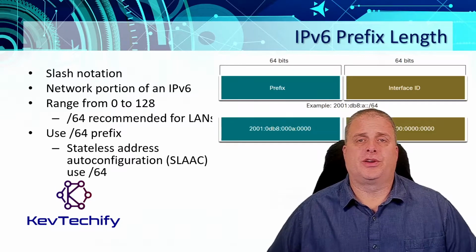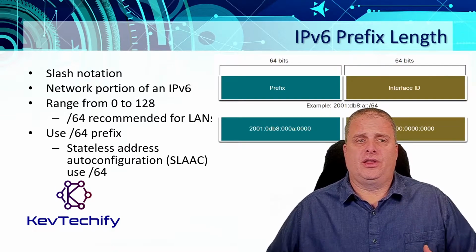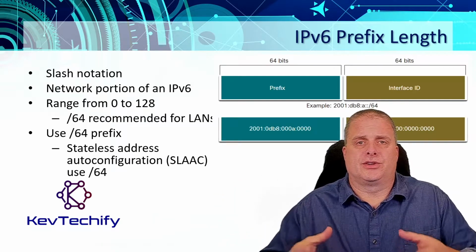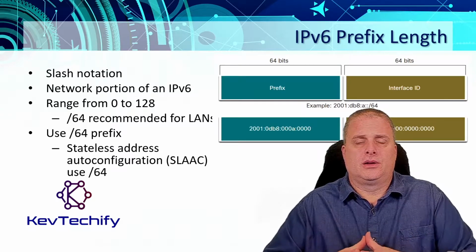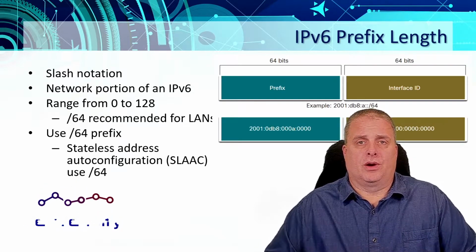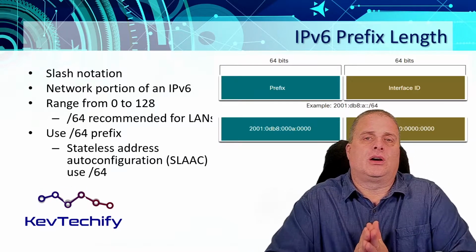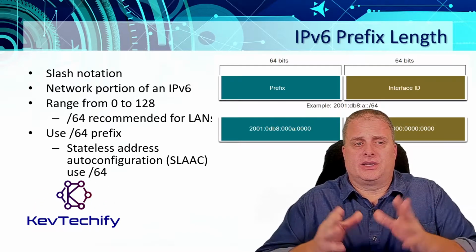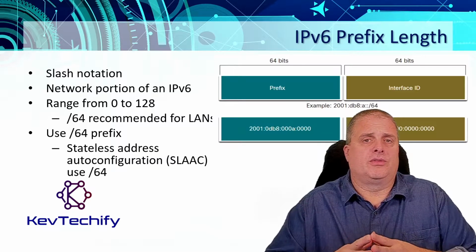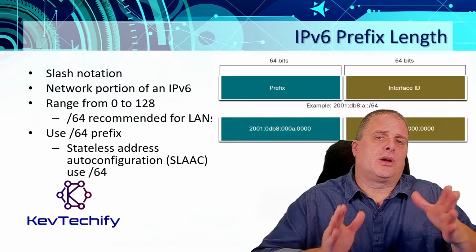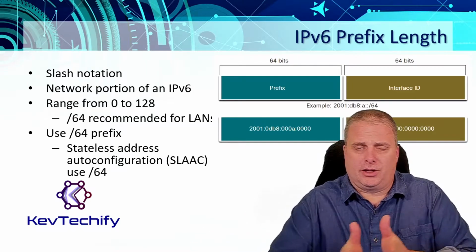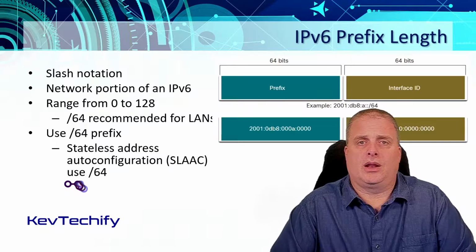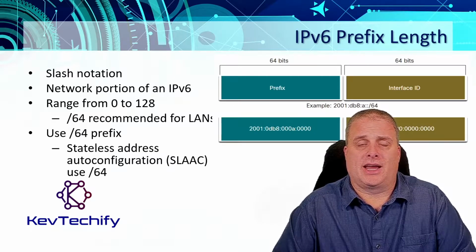IP version 6 prefix length. The prefix length, or the slash notation in IP version 6, is very similar to the subnet mask in IP version 4. It identifies the network portion of that IP address. Typically, it's a slash 64. That's what we recommend for most LANs, but it could range all the way from 0 up to 128. It could be no bits long, or it could be all the bits in that 128-bit IP version 6 address.